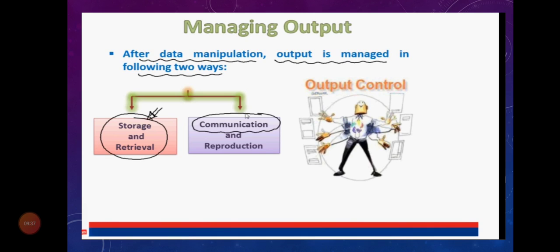Now the third stage of data processing is managing output. After the data manipulation, output is managed in the following two ways: storage and retrieval, and communication and reproduction. These activities can be performed on data after the data has been captured and manipulated. Number one is storage.